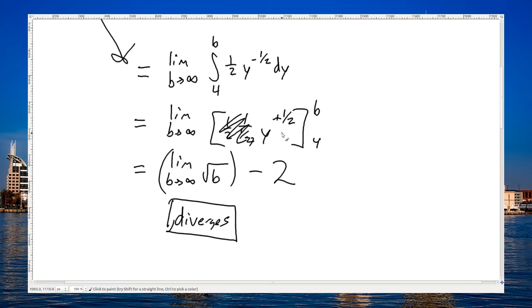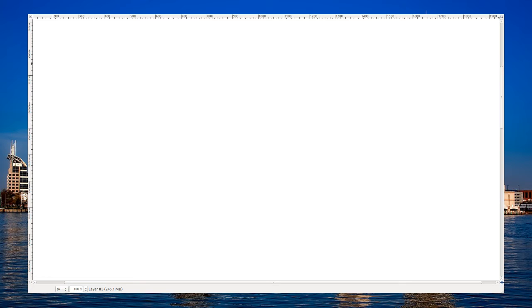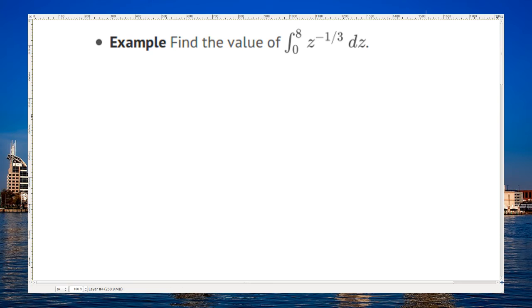All right, there's another type of improper integral that we'll need to be familiar with, although this won't help as much for series. It's useful in general. And it's when an integrand is undefined at an endpoint. And so I'll just go ahead and do the example. All right, we're going to find the value of the integral from 0 to 8 of z to the negative 1/3 dz. And so we'll draw a picture of this.